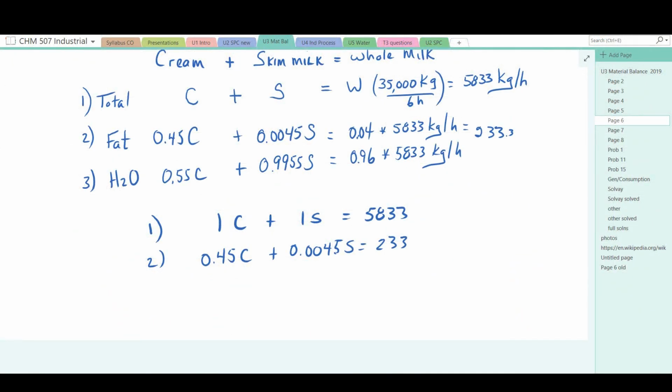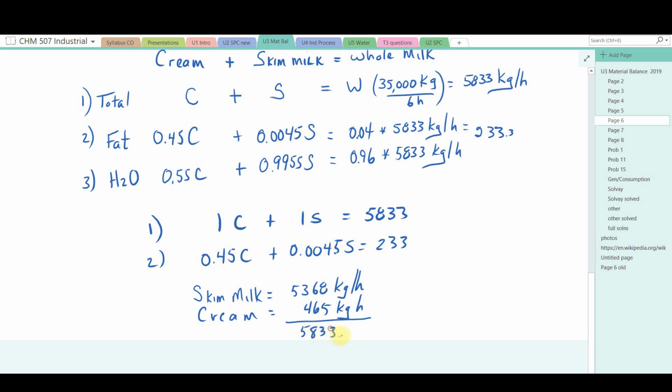So just to finish our problem, we determined that the flow rate of skim milk, the variable S, was 5368 kilograms per hour. And the flow rate of cream was 465 kilograms per hour. And as a check, you should add these because they should add to the total amount of whole milk, and that does work out to be 5833 kilograms per hour of whole milk.